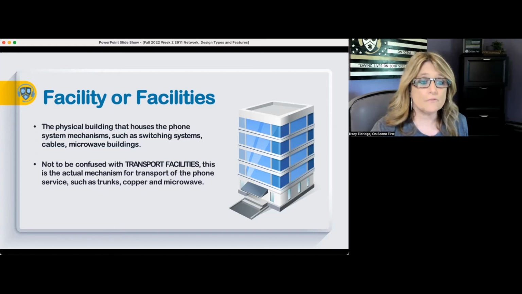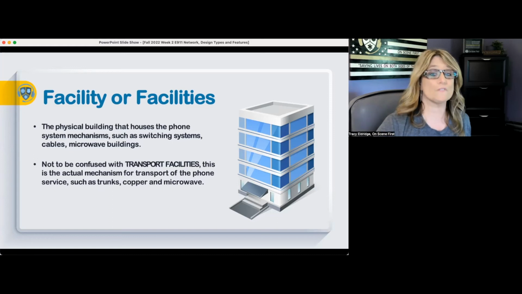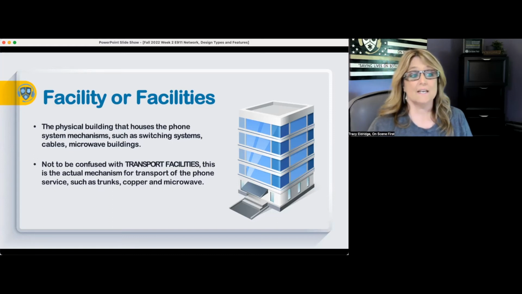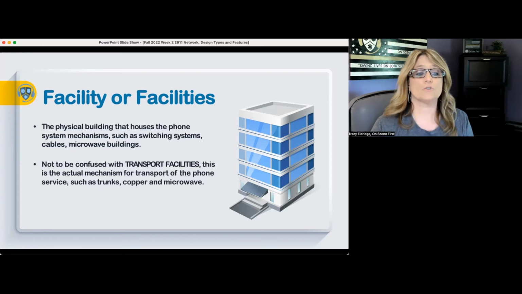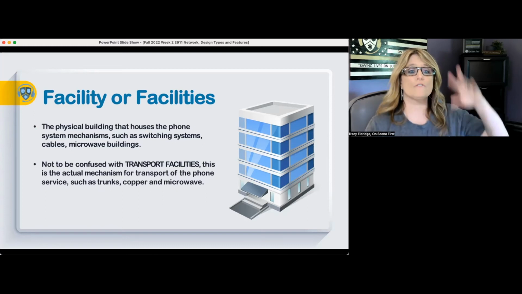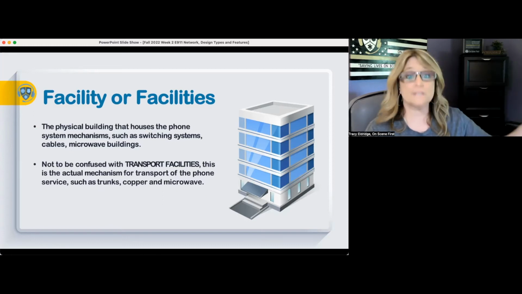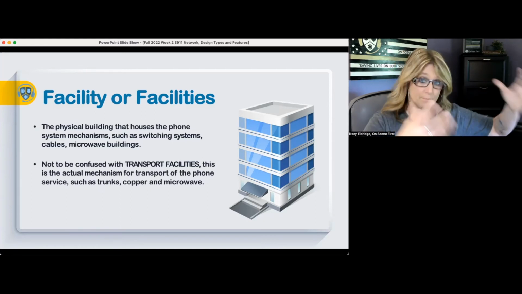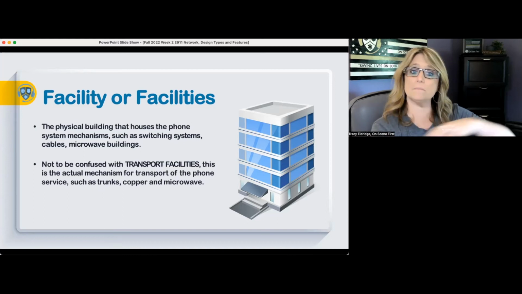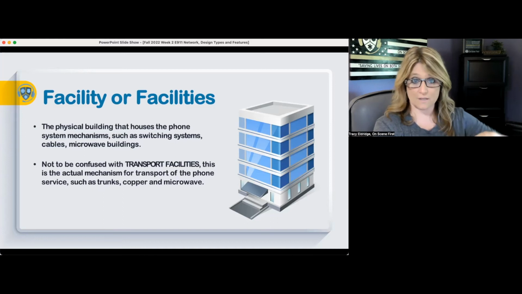It's not to be confused with transport facilities. If we say transport facilities, it is not buildings. This is the actual mechanism for transport of the phone service, such as trunks, copper wire, microwave, satellite, all that stuff. So you have your facility and facilities, that's a building, a physical place housing all of this stuff. And then you have your transport facilities, meaning the mechanism and the means by which data is transferred.